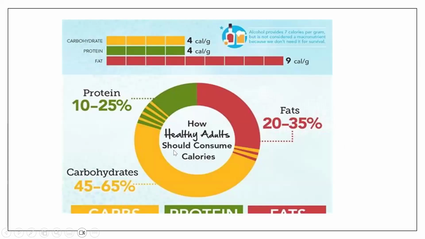How should healthy adults consume these calories? It is shown that protein should be 10 to 25% of the total diet, carbs should be 45 to 65%, and fat should be 20 to 35% of the total diet. Carbohydrates provide 4 calories per gram, protein provides 4 calories per gram, while fats provide 9 calories per gram.